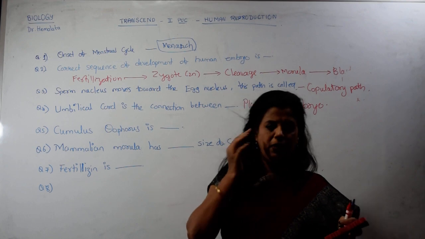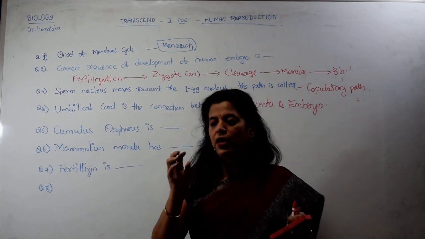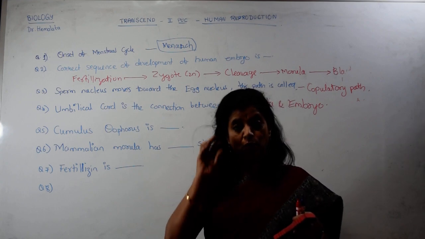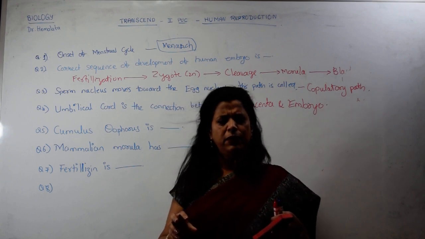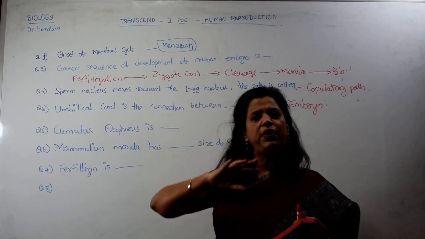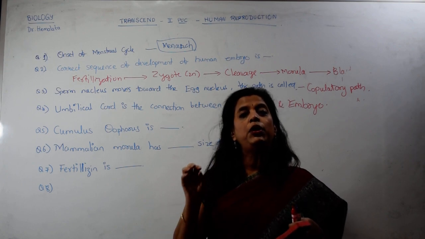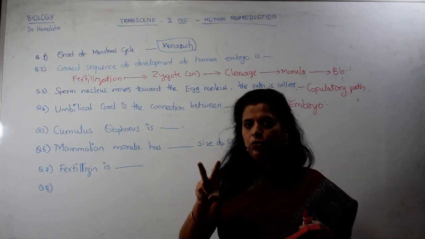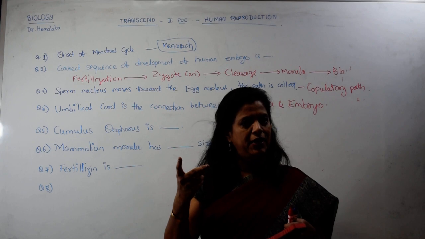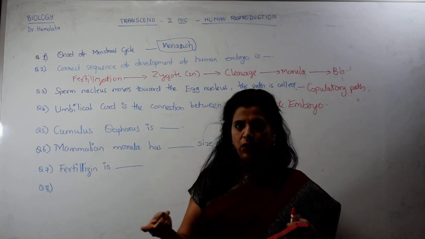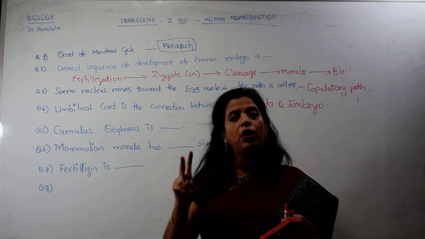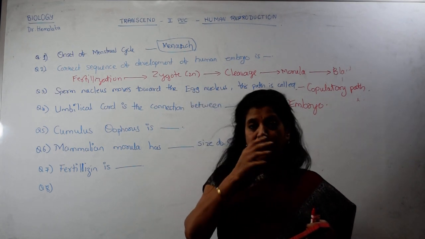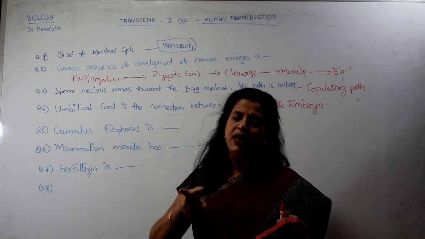Whereas insects, I told you, contain a little quantity of yolk, microlecithal, but it is found at the center of the egg. Therefore, divisions are restricted to the periphery, not to the center. It is called meroblastic cleavage. So, I hope you got it. There are two types of cleavage: meroblastic cleavage and holoblastic cleavage. Holoblastic cleavage involves the complete zygote, and in meroblastic cleavage, only part of the zygote is involved in division. Okay, done. Now, under holoblastic cleavage, we have equal cleavage and unequal cleavage.